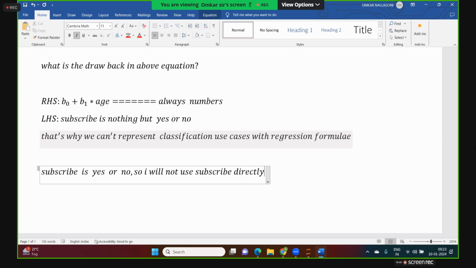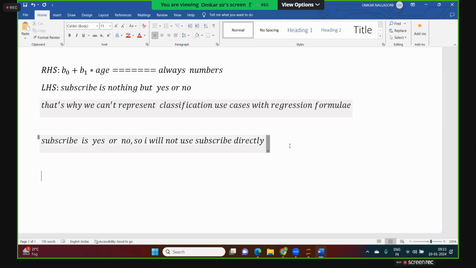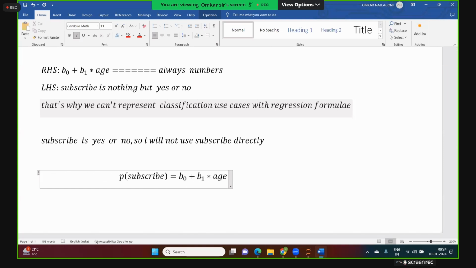Then what do you use? You use probability of subscribe. Instead of subscribe, what do you use? Probability of subscribe. P of subscribe is equal to beta naught plus beta 1 into h. This is equation number 2 you have written.